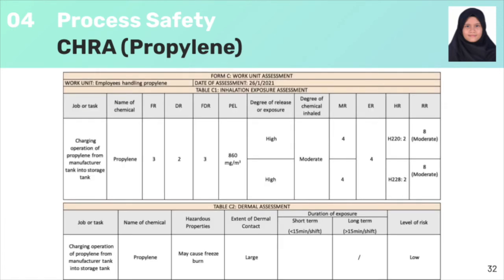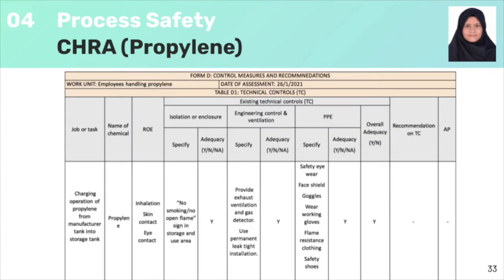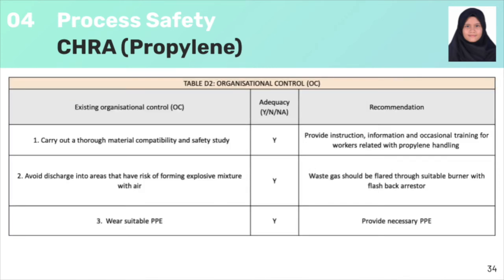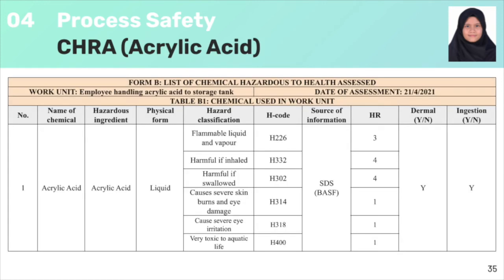For propylene, the risk rating is moderate and the level of risk is low. We added control measures and organizational control in Form D and Table D2. For acrylic acid, since this is our main product, the amount of the chemical that can be exposed to people is very high. So we are doing CHRA for acrylic acid to assess the risk of this chemical.